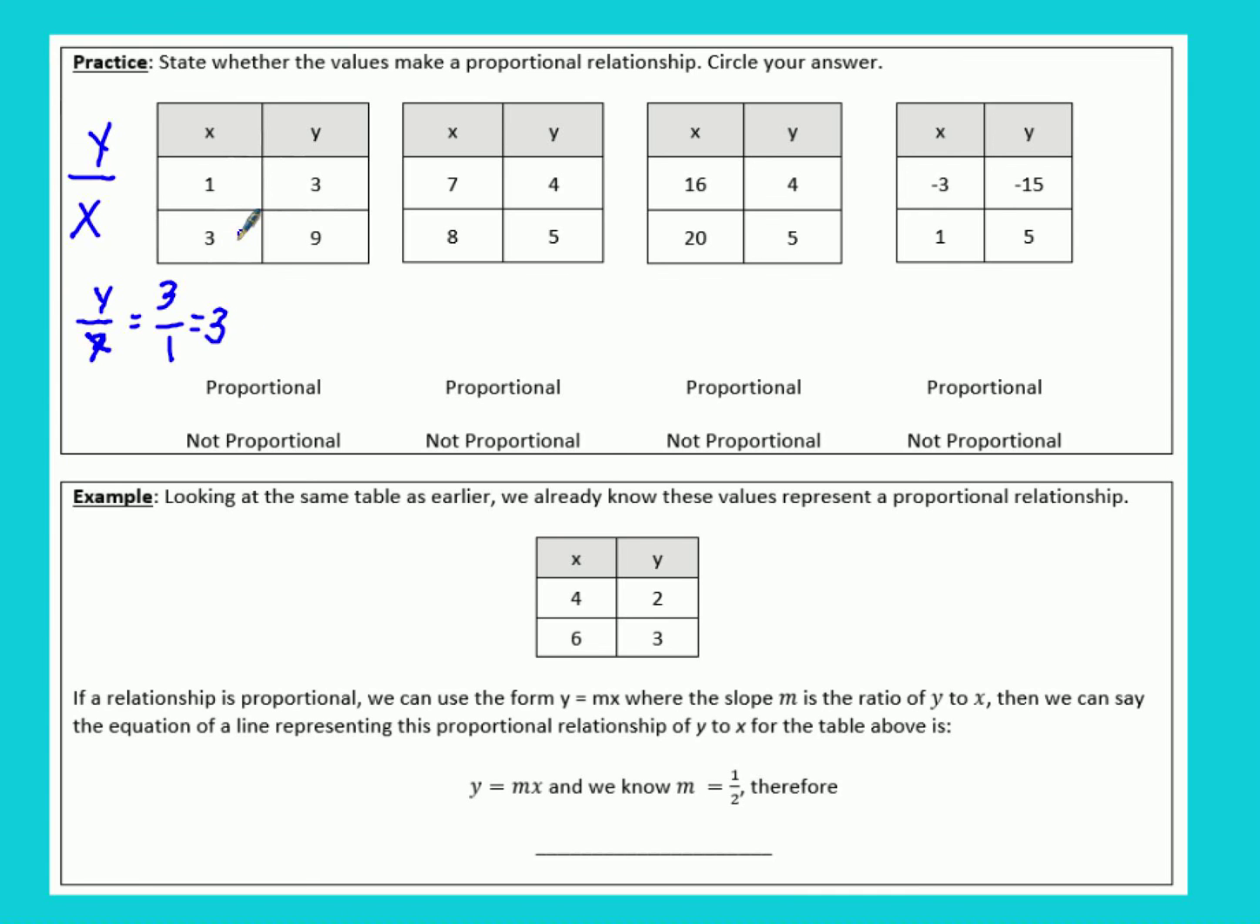And then we'll check the next point. So our next point is 3, 9. So y over x again is going to be 9 over 3. And 9 divided by 3 is 3. So since both of these ratios are equal to each other, and those are the only points we have in the table, we can say that this relation is proportional. So go ahead and check the next 3 on your own, and then check your answers with the solutions that I put on the screen.